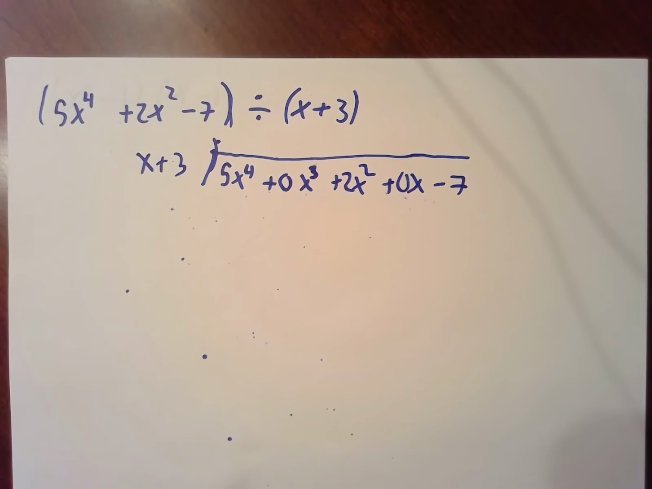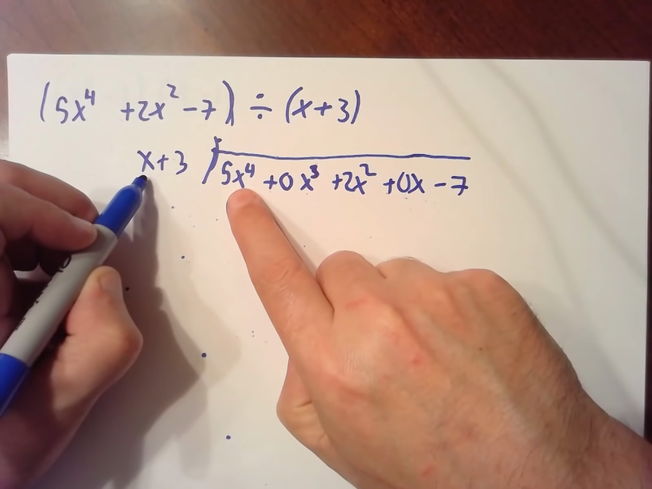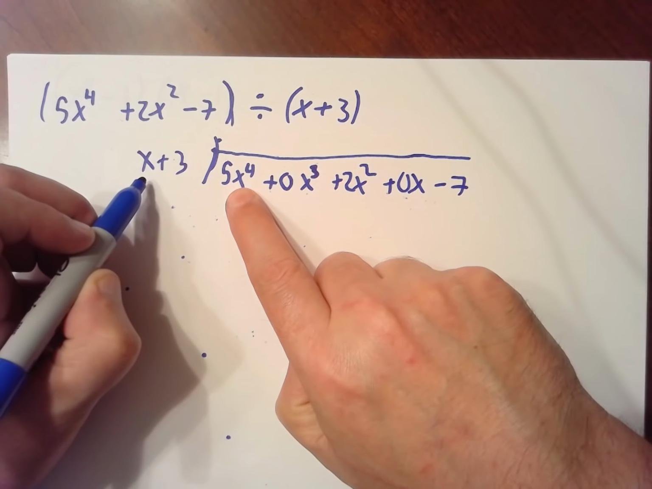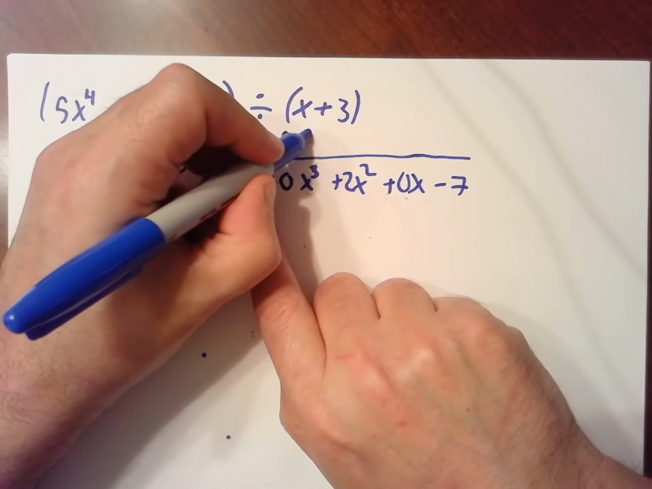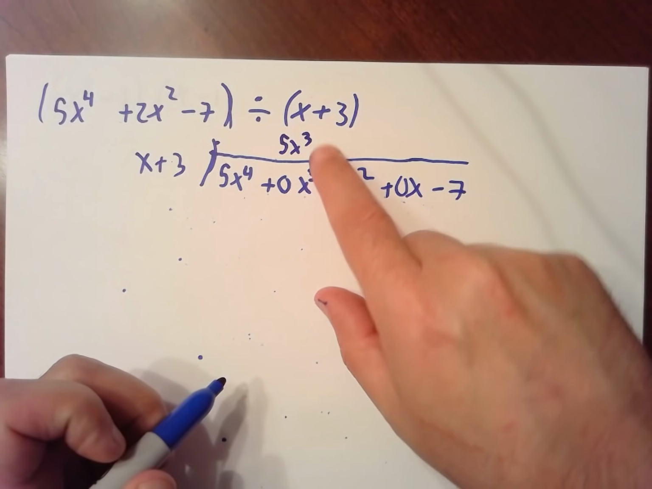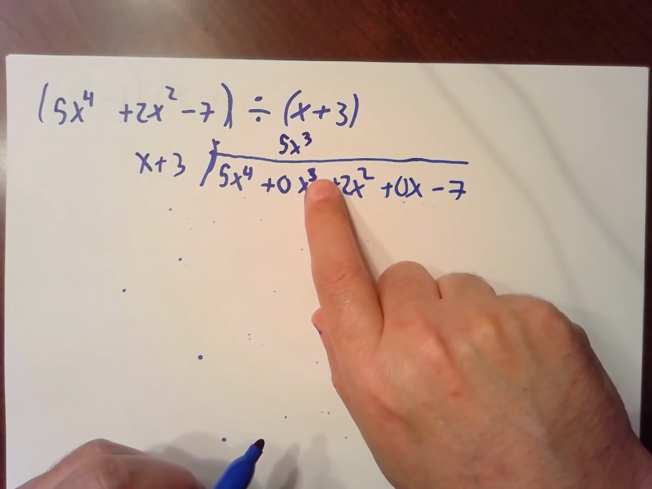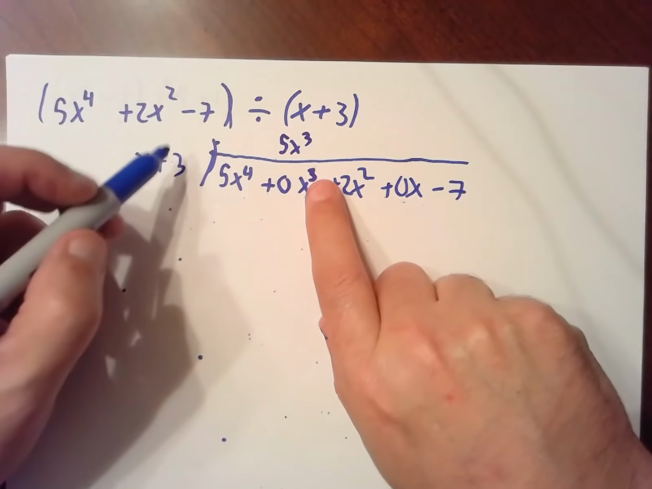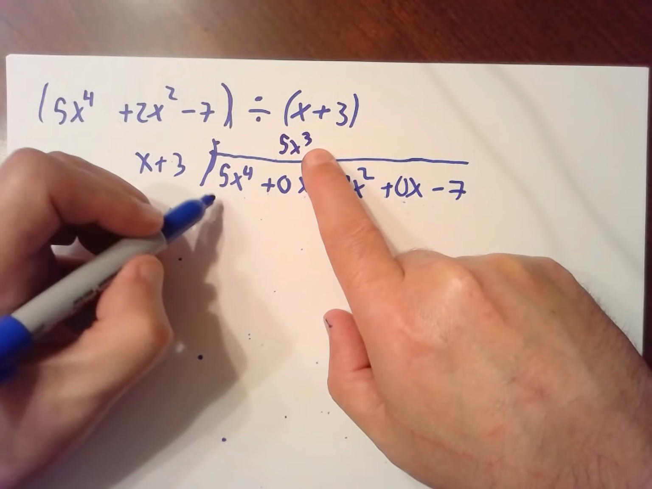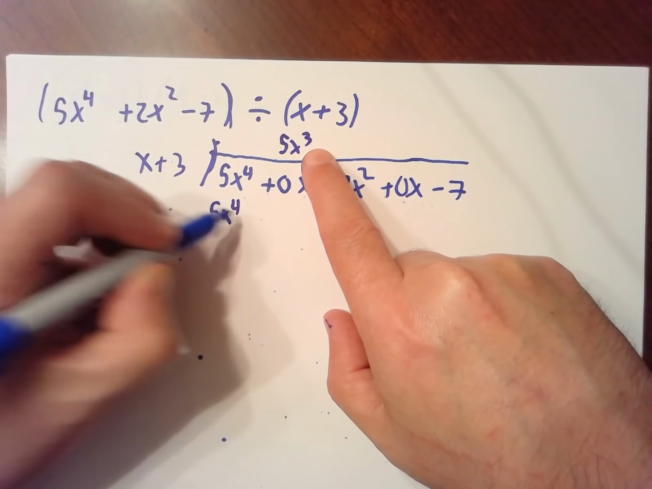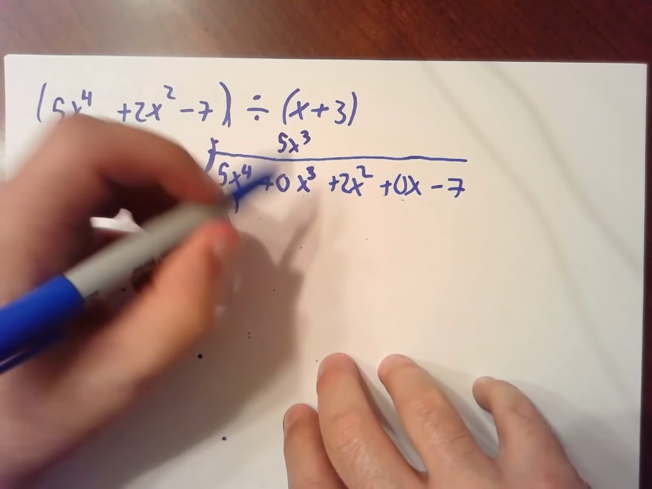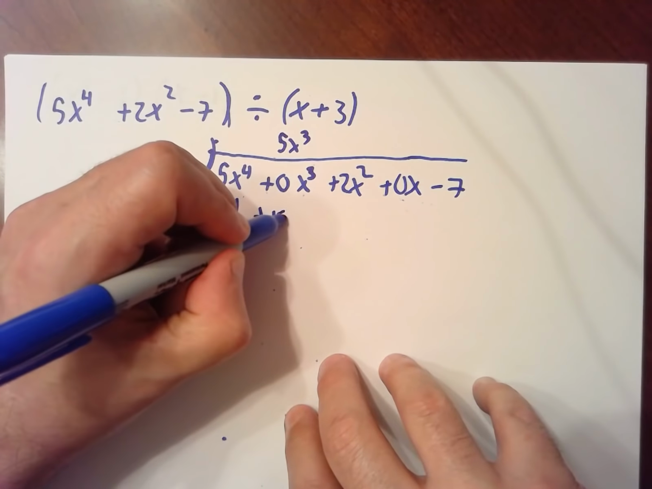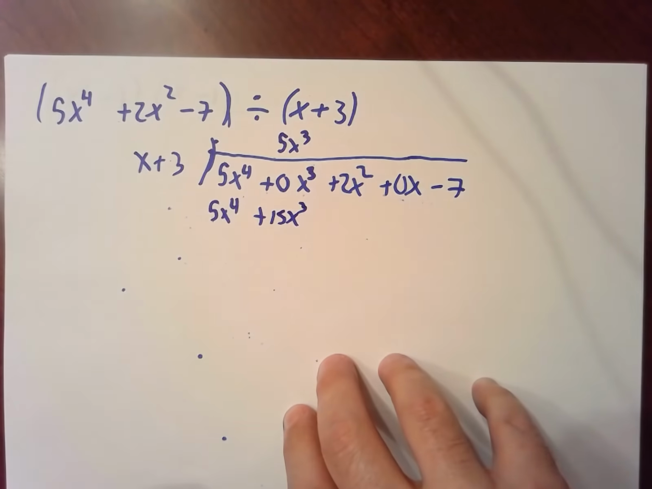Okay, now we just look in front. X times what is 5x to the 4th? That would be 5x to the 3rd. Notice I wrote that right above the other x to the 3rd. Distribute. 5x to the 3rd times x is 5x to the 4th. 5x cubed times 3 would be 15x cubed.